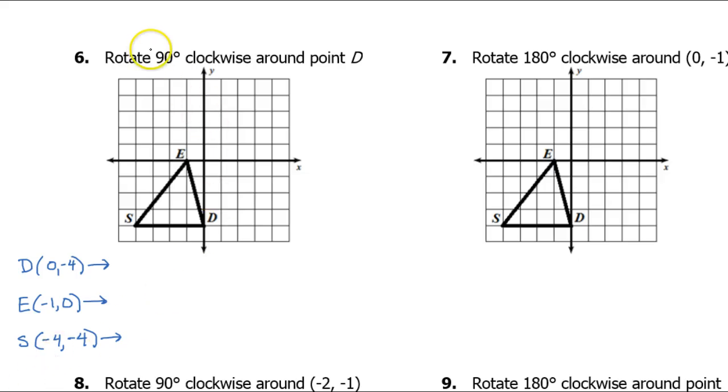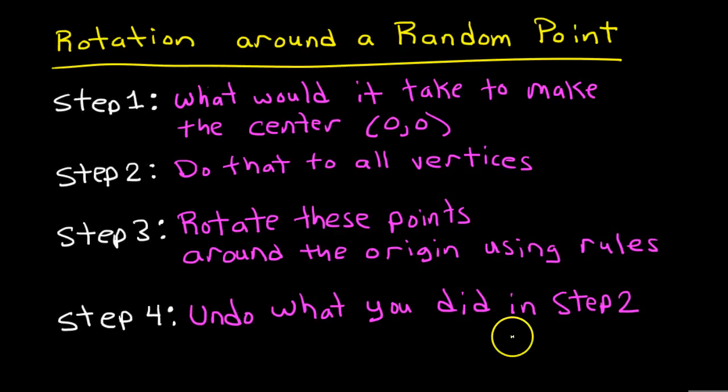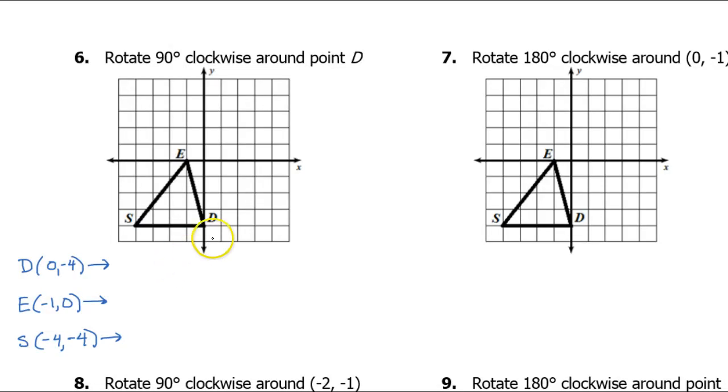So problem number 6, we need to rotate 90 degrees clockwise around point D. Point D is not the origin, so we're going to have to go through the four-step process I was telling you about. Step 1, what would it take to make the center become 0, 0? All right, so we're rotating around point D. So what would it take to make point D become 0, 0?